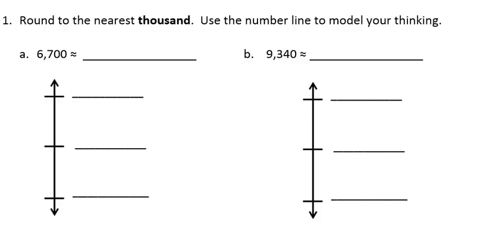This tutorial is for 4th grade, Module 1, Lesson 7. In Lesson 7, we're going to use the vertical number line to help us round numbers. The directions say to round to the nearest thousand, and we'll use the number line to model our thinking.